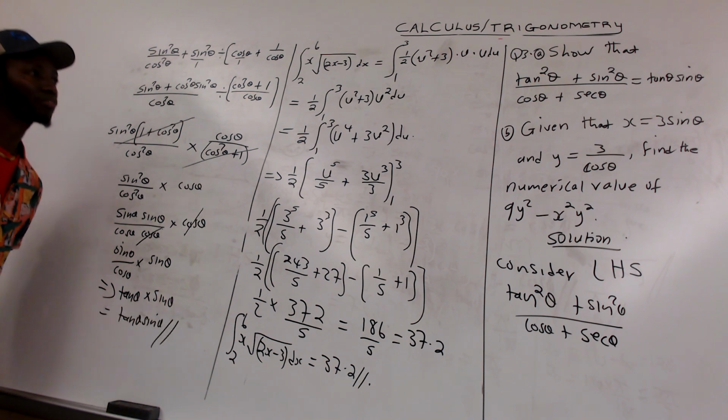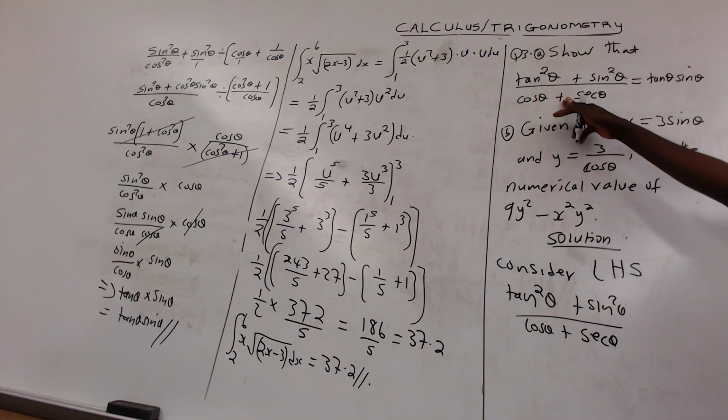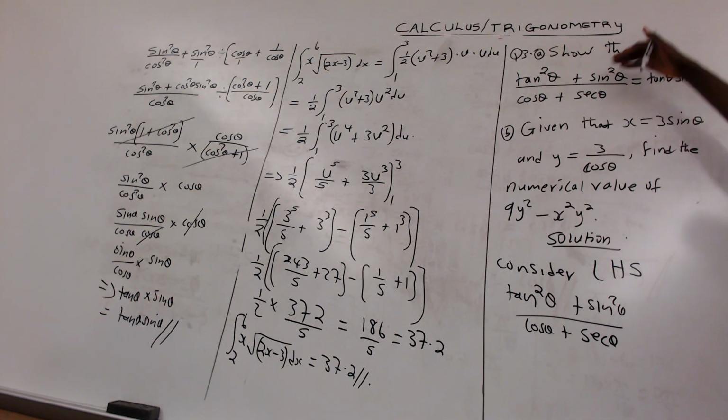So this is the derivation we are required to show. When we simplify this, tan square theta, sin square theta divided by this, it gives us tan theta sin theta as we have. So the A part is done. We are coming to the end of the video.